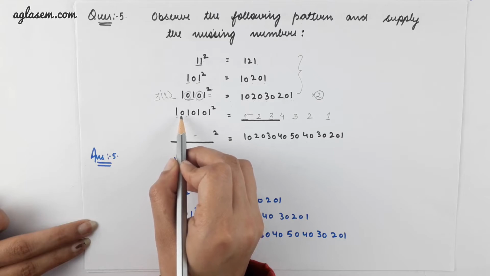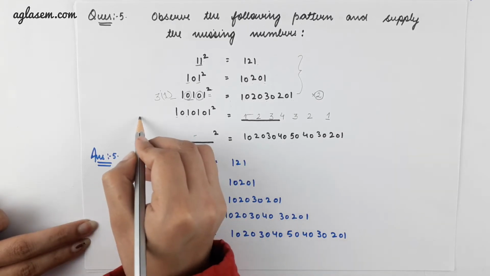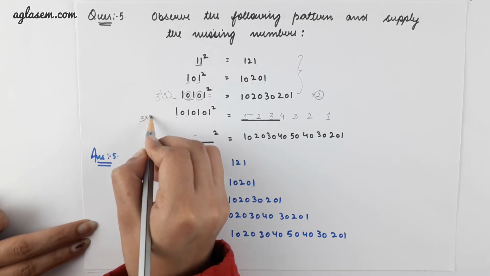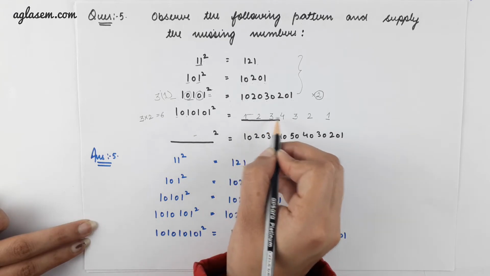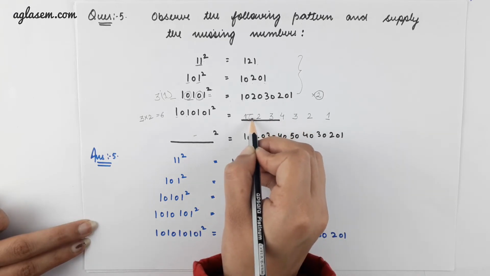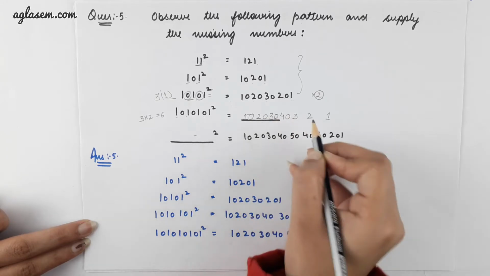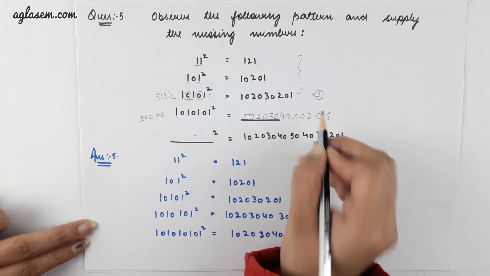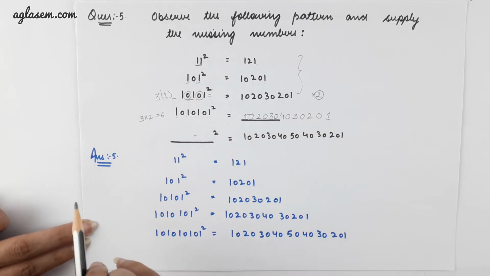Now count how many zeros are there. 1, 2, 3. Double the number of zeros: 3 into 2, 6. Now place each 6 zeros between the numbers. So 1 0, 2 0, 3 0, 4 0, 3 0 and 2 0, and so on. Understood? I hope I have made myself very clear on this concept.